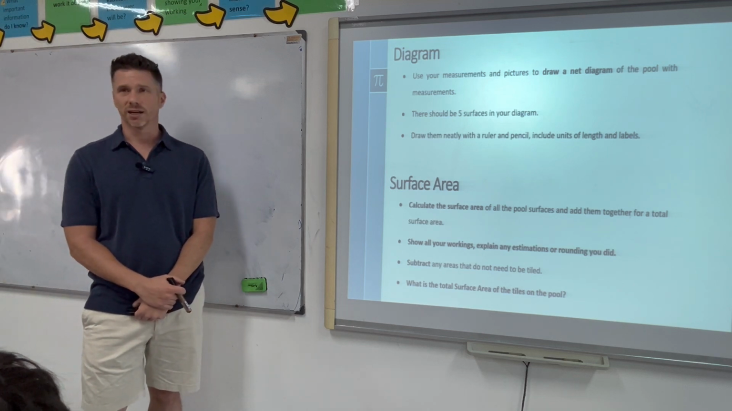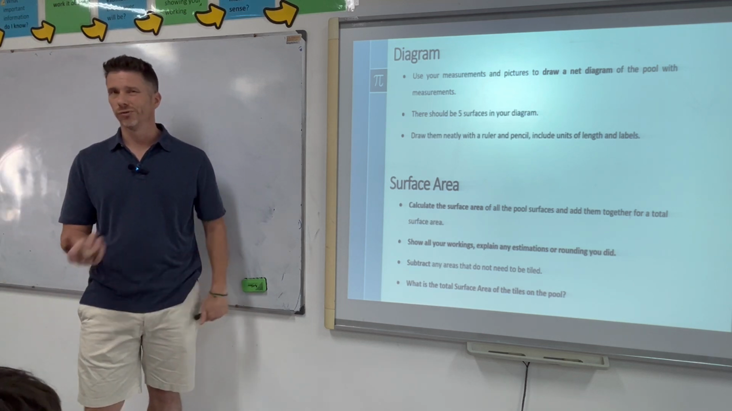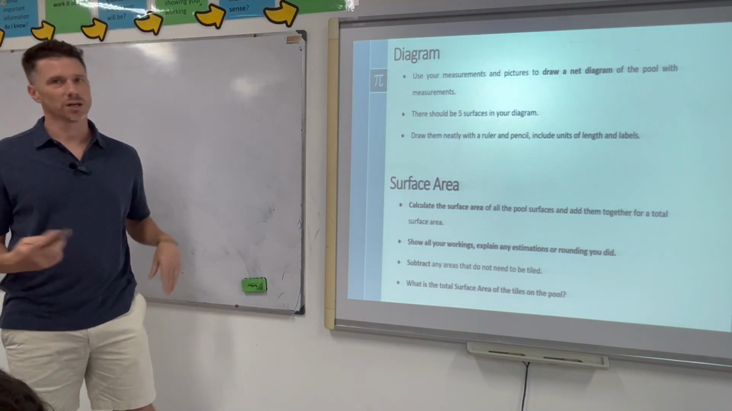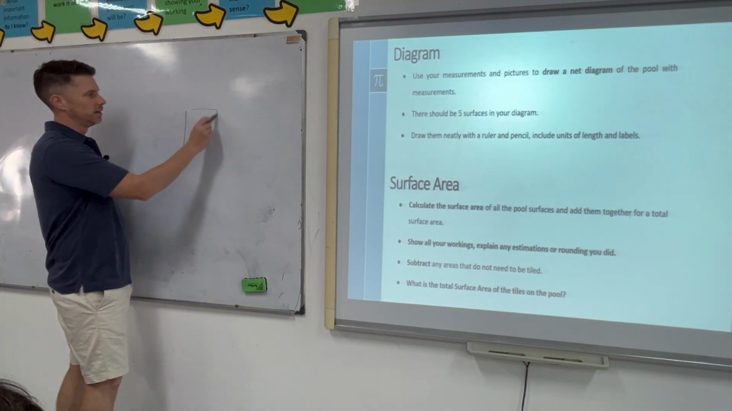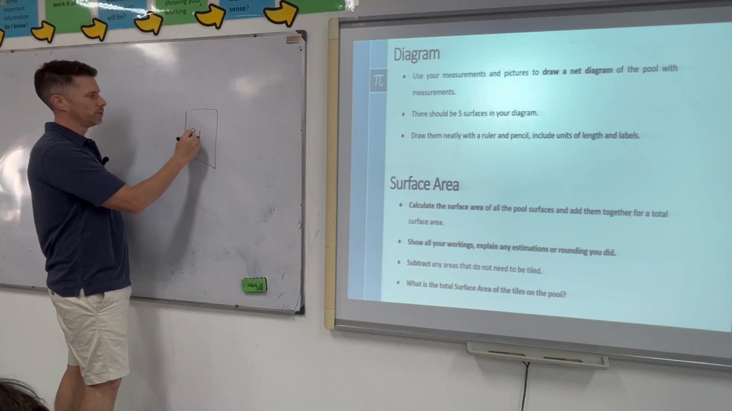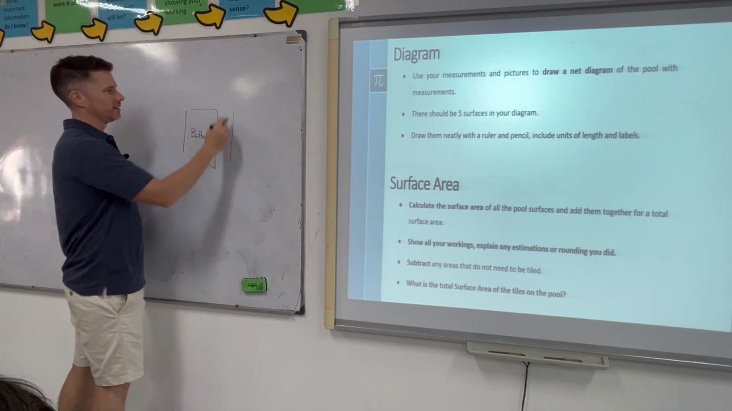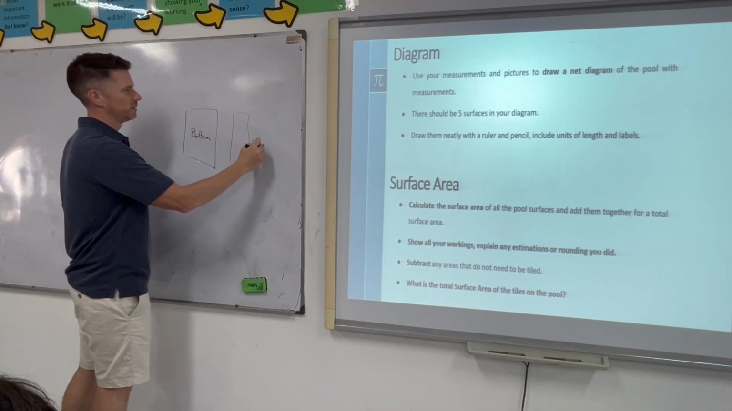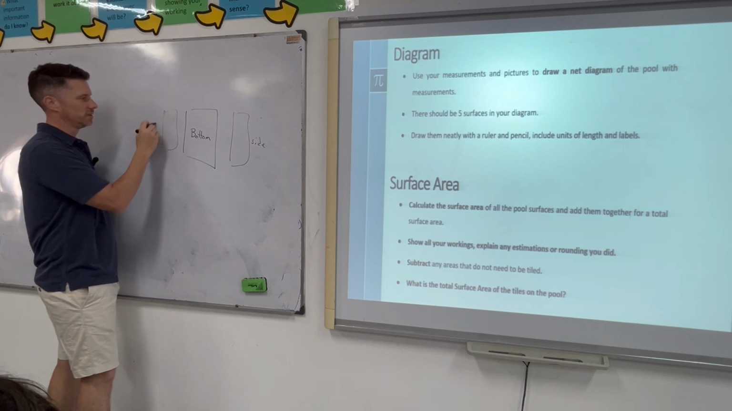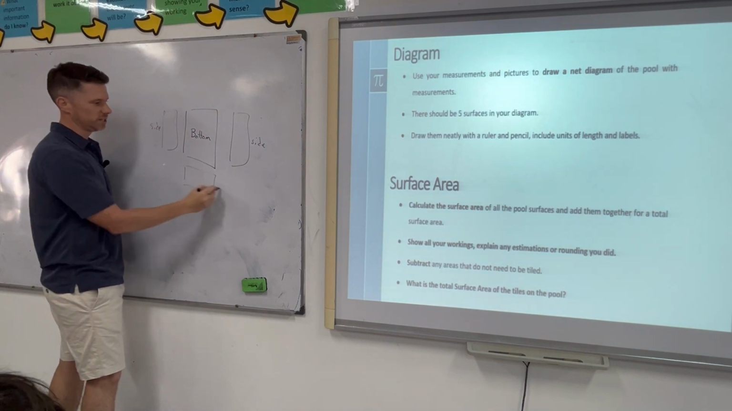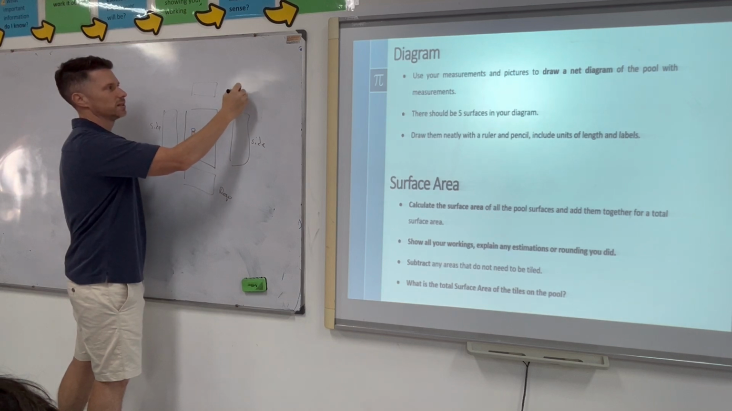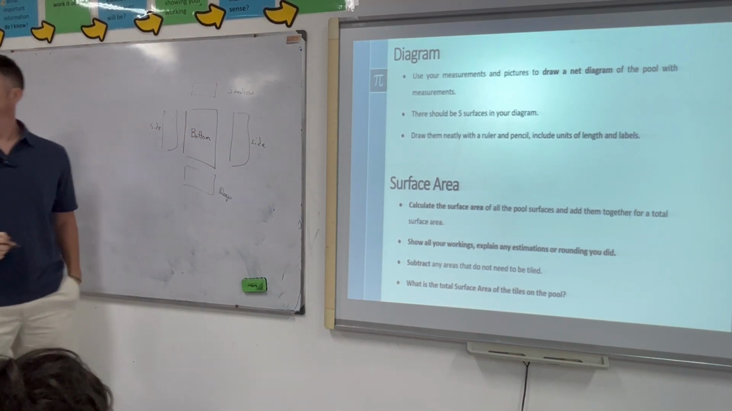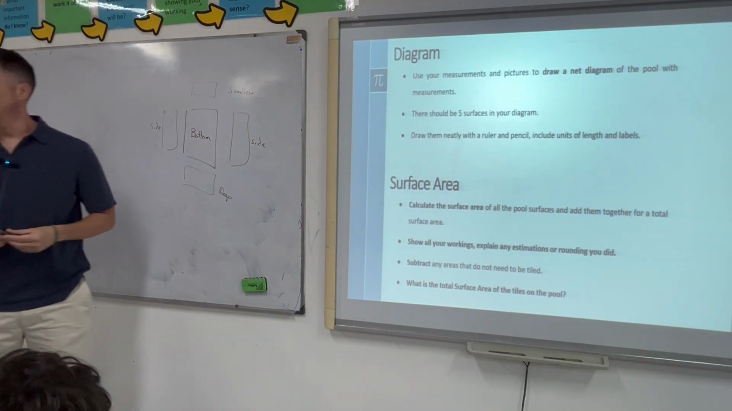Draw a net diagram, a diagram of the pool, so an unfolded diagram of the pool, not a 3D diagram, but an unfolded diagram. So it should look something like this. This is the bottom of the pool. This is the side of the pool. This is the other side of the pool. This is the deep end, let's say, and this is the shallow end. Does that make sense? Because they're the 5 surfaces we need to cover in.